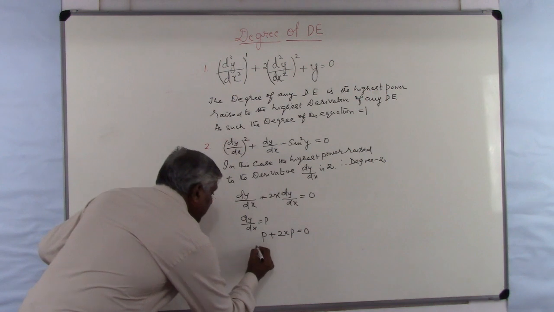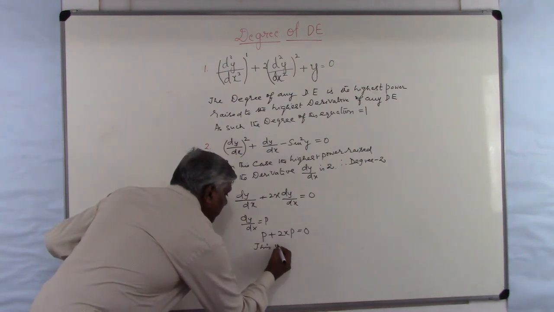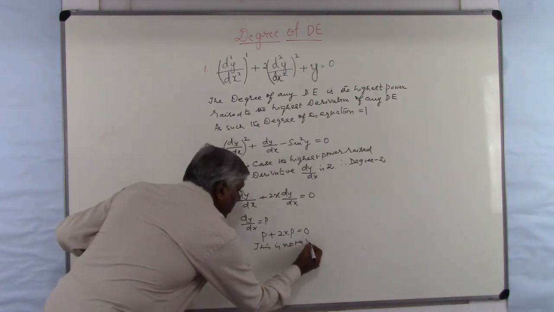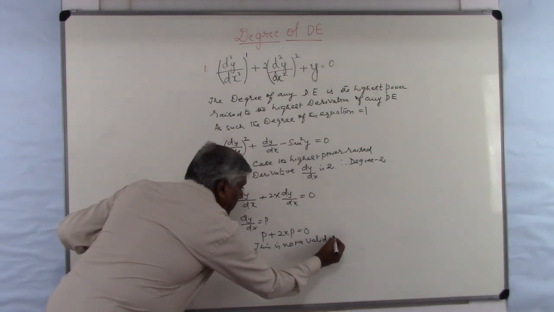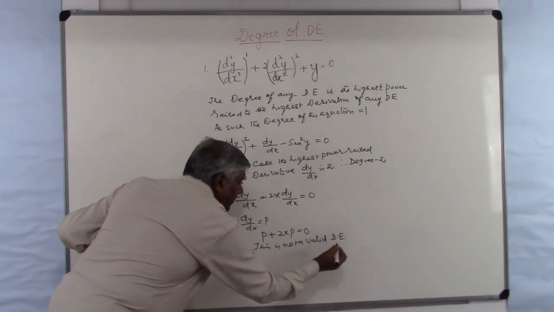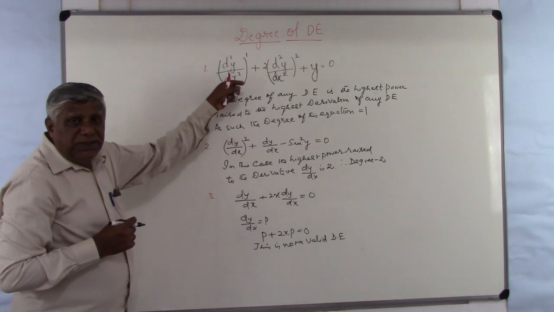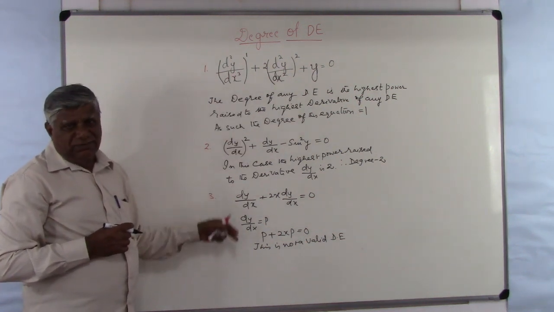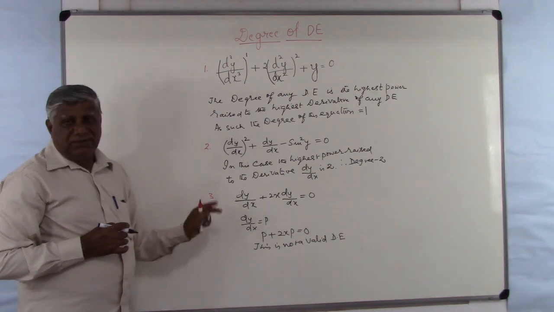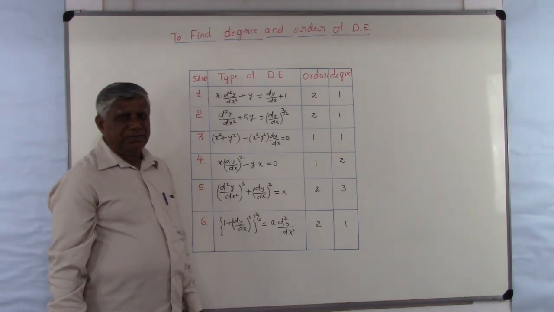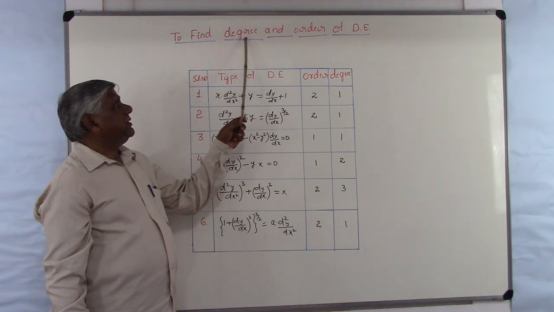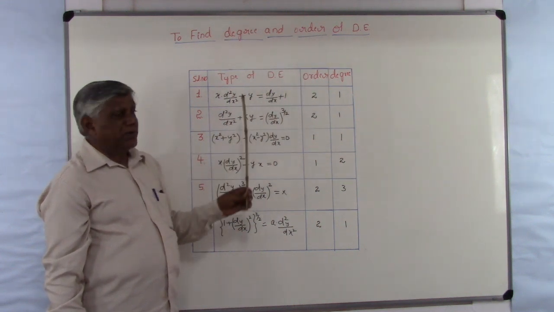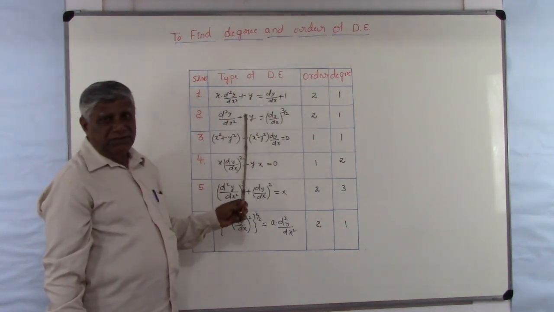This is not a valid differential equation. That is how we have seen 3 different types of degrees, how to find out the degree of a differential equation. Now we shall find out the degree and order of different differential equations here.